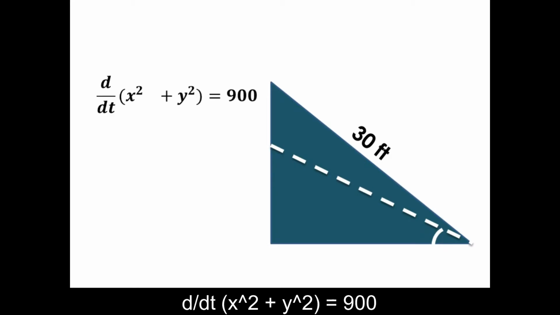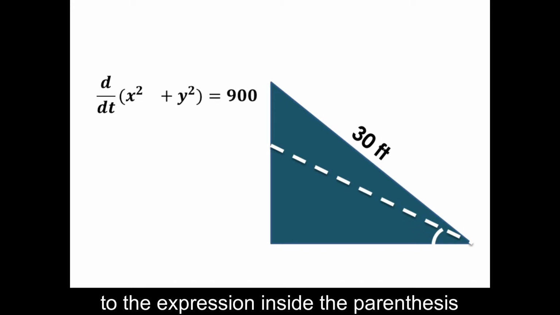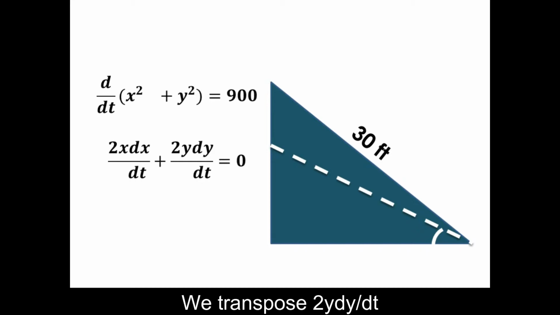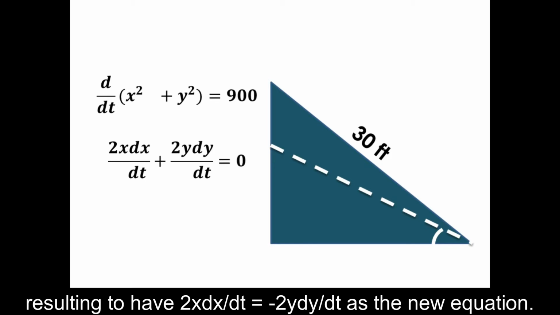Next, we need to get the derivative of both sides. d over dt times x squared plus y squared is equal to 900. After distributing d over dt to the expression inside the parentheses, we now have 2x dx over dt plus 2y dy over dt is equal to 0. We transpose 2y dy over dt, resulting in 2x dx over dt is equal to negative 2y dy over dt as the new equation.